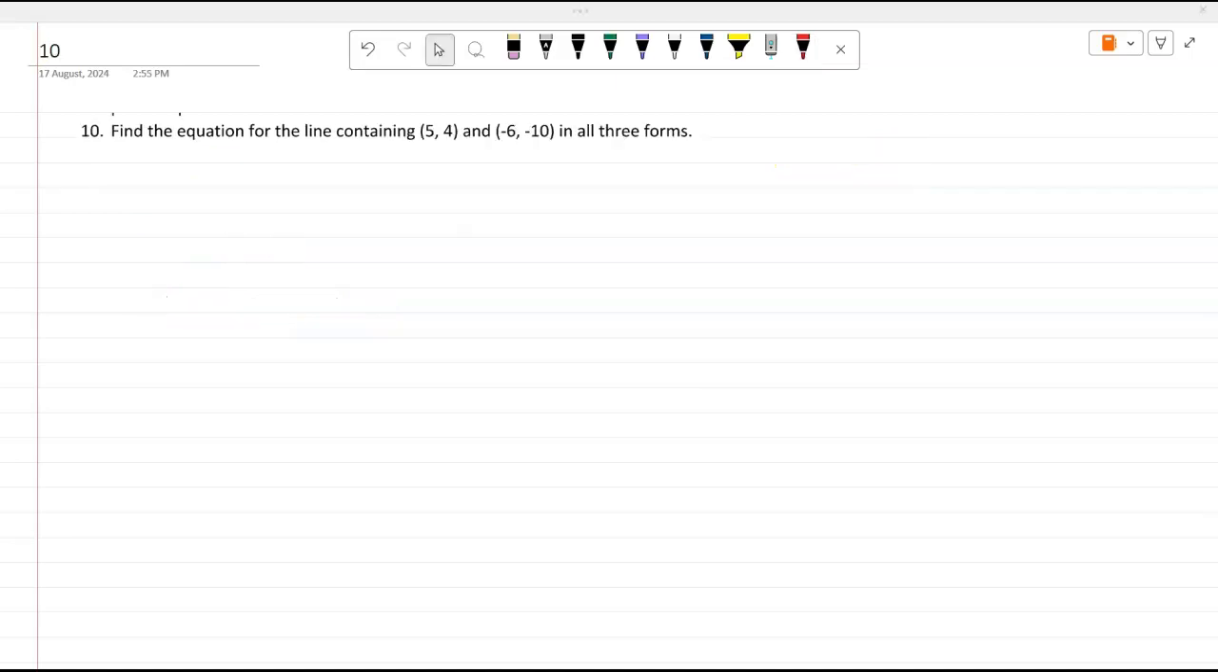First we'll get the slope of this line. So minus 10 minus 4, y2 minus y1, upon minus 6 minus 5. Correct? So what is the slope? Minus 14 over minus 11, which is 14 over 11.